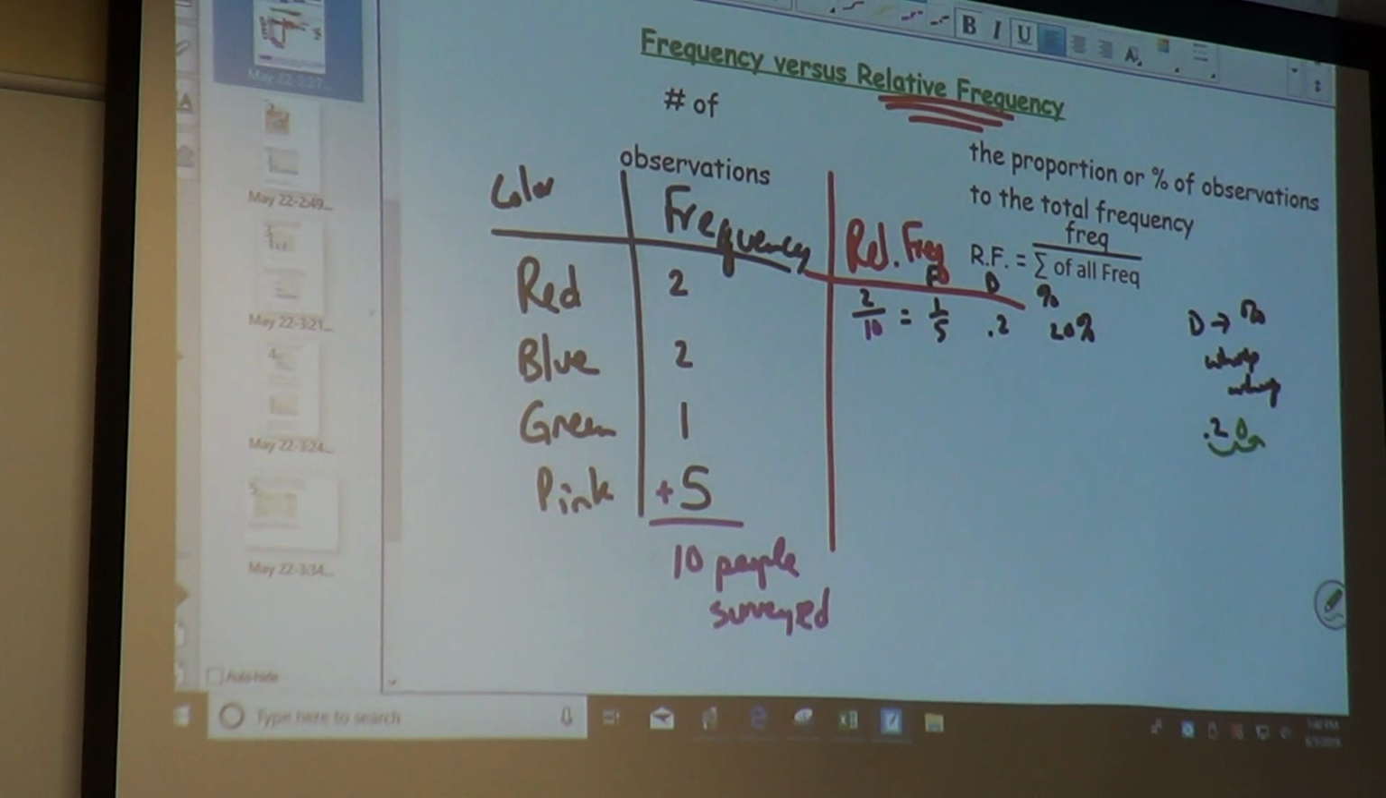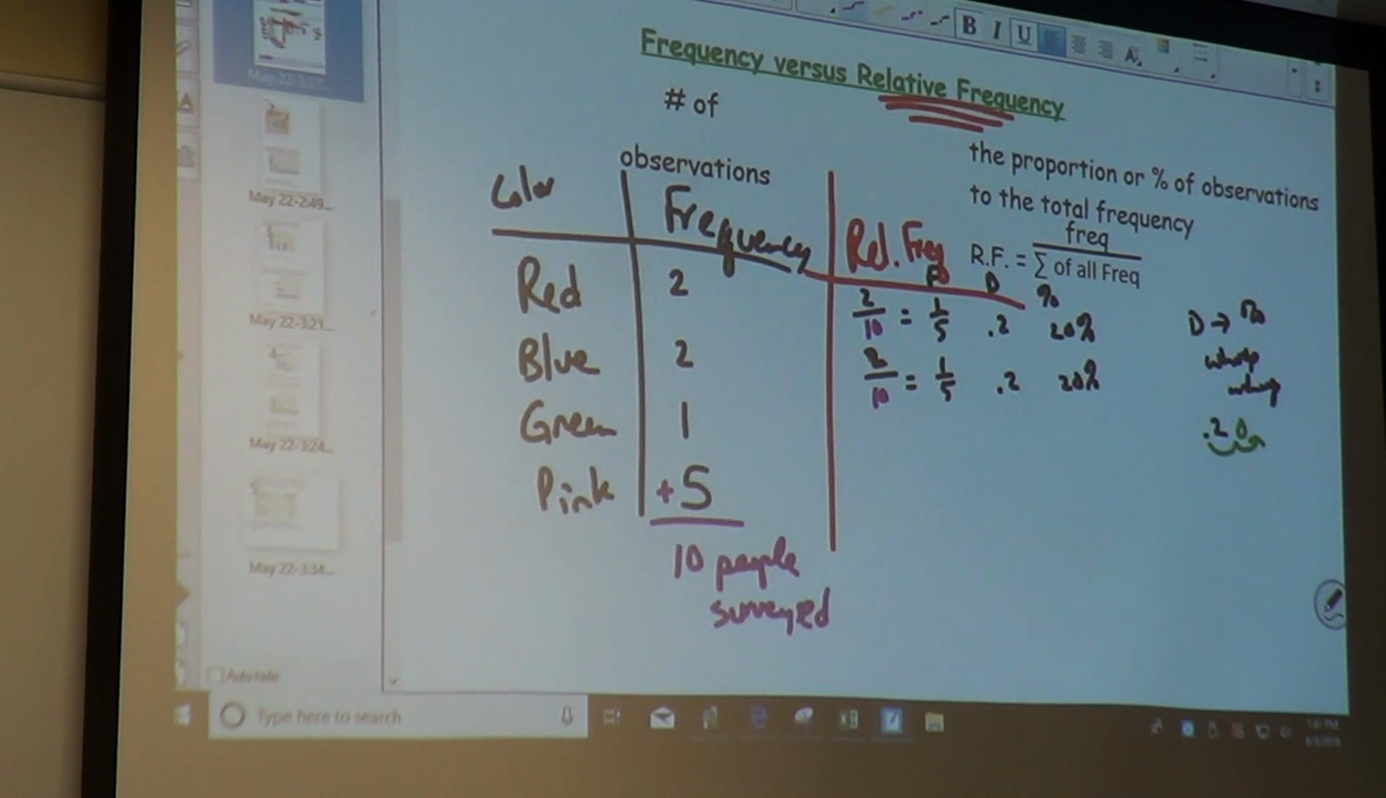Okay. So for blue, what would blue be? Same thing. Oops, OCD, I gotta get my colors going. 2 out of 10, which is 1/5 as a fraction, 0.2 as a decimal, or 20% as a percentage.